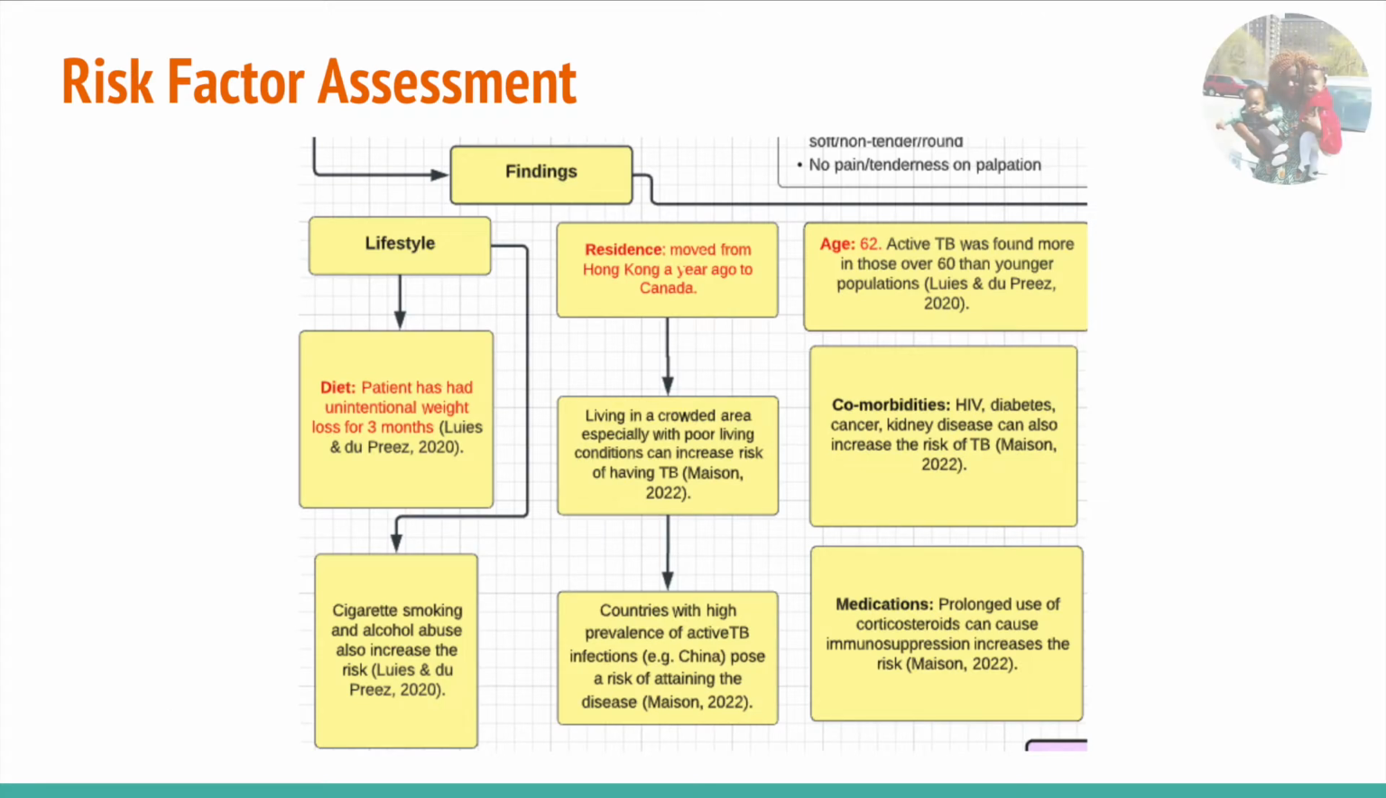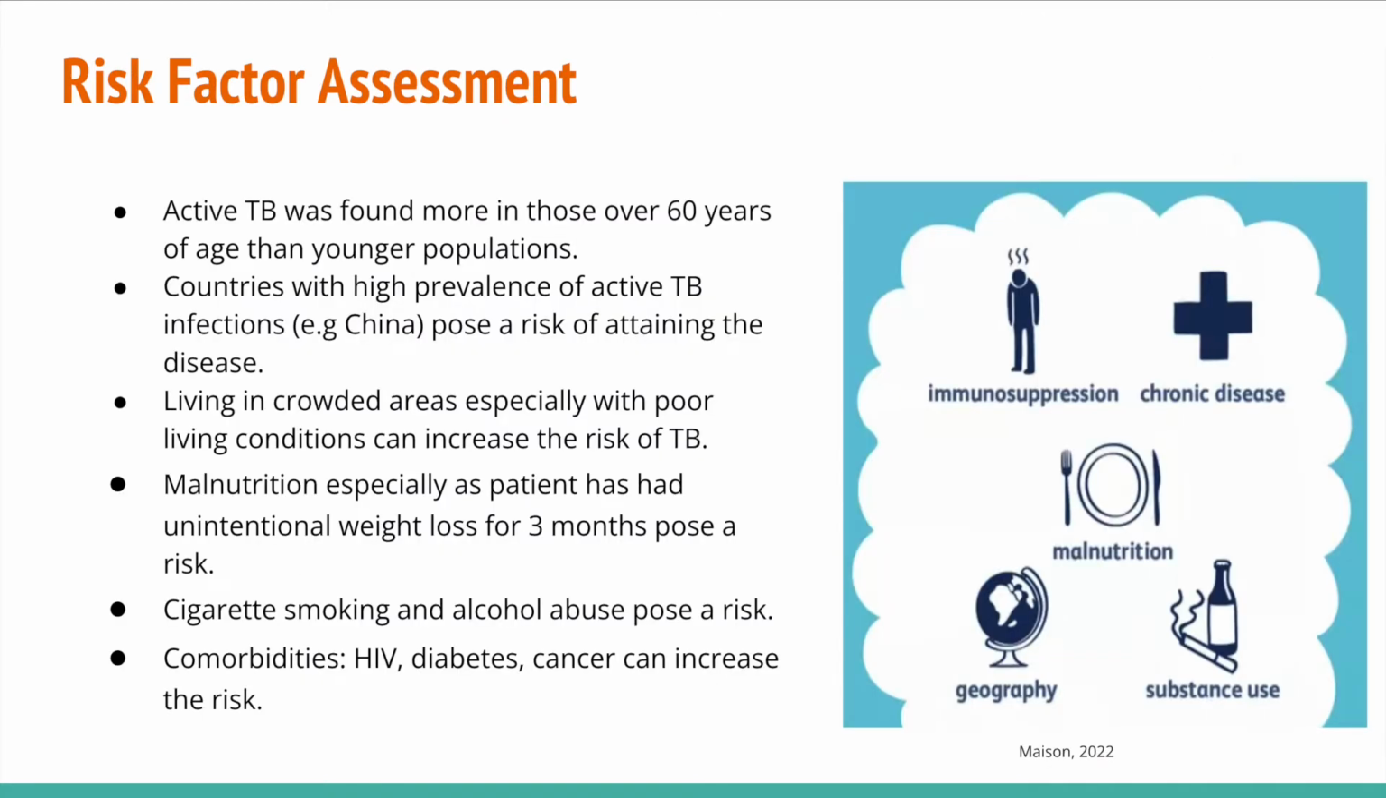Some risk factors that can increase the prevalence of tuberculosis will include people over 60 years old, those living in crowded areas, especially with poor living conditions, people from countries like China with high prevalence of active TB, people that are malnourished, especially as patient has had unintentional weight loss for 3 months, those who smoke and abuse alcohol, and people living with chronic disease conditions like diabetes and cancer.